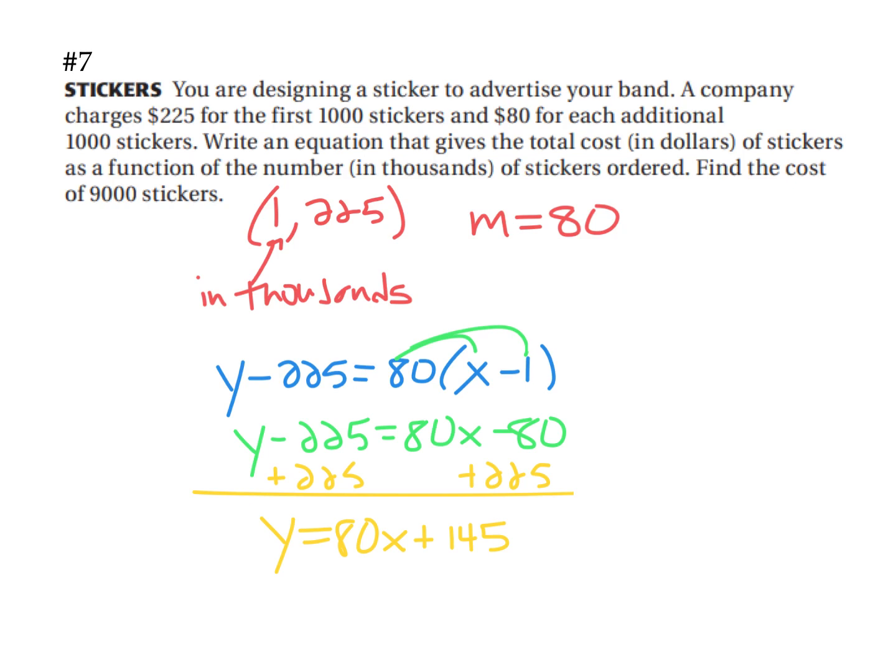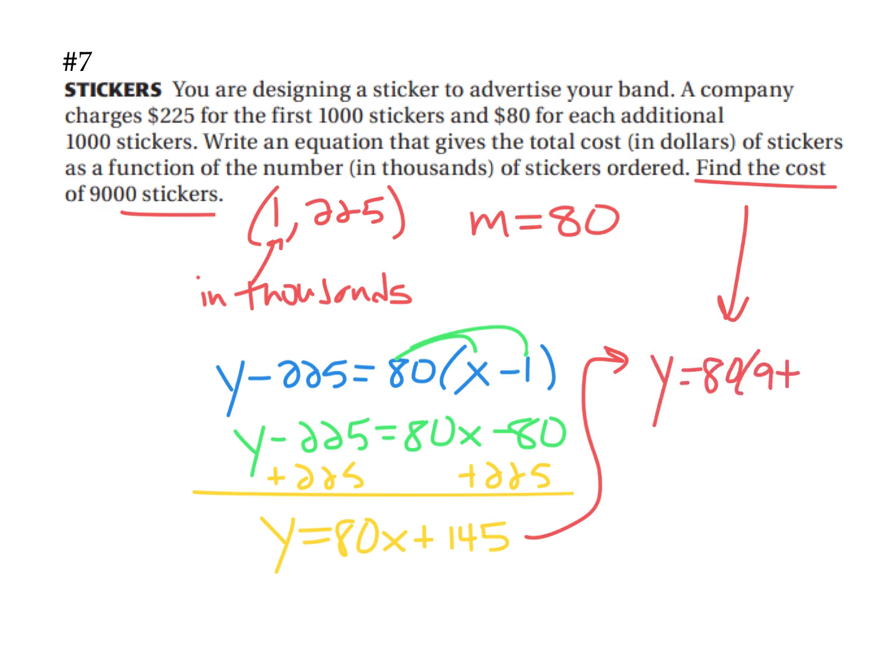And now we could use this equation to find the cost for 9,000 stickers. When I plug this in, I'm not going to plug 9,000 in for x. I'm going to plug a 9 in for x because this is in thousands. So find the cost for 9,000 stickers. Okay, I'm going to do that right here. So I'm going to have y equals 80 times 9 plus 145. So 80 times 9 is 720 plus 145. And so that equals $865. So $865 to get those 9,000 stickers.